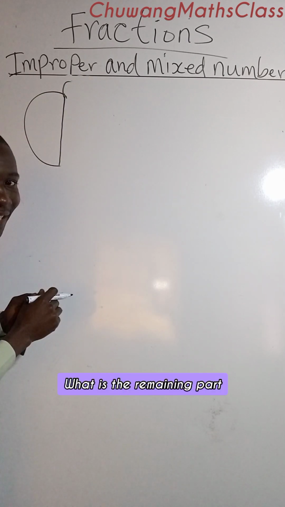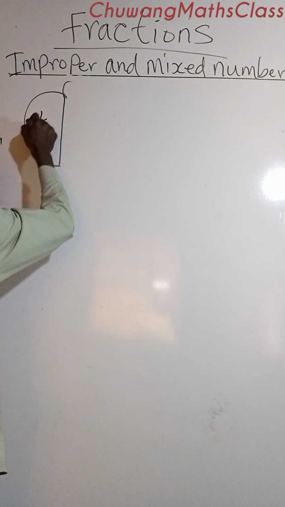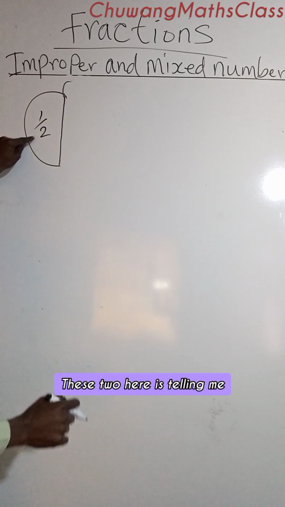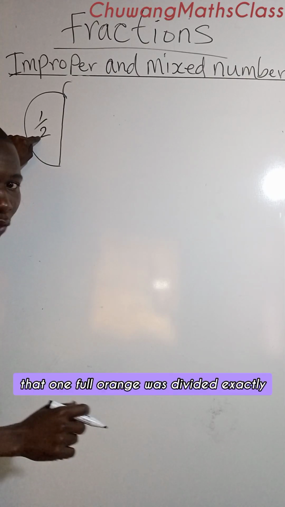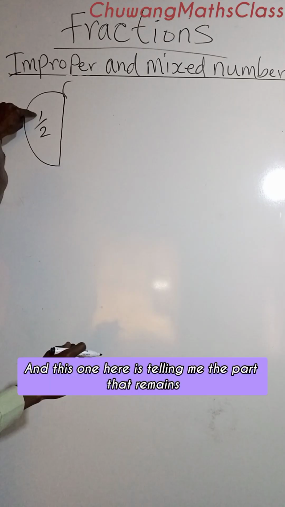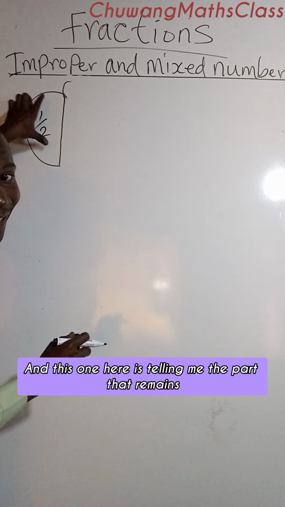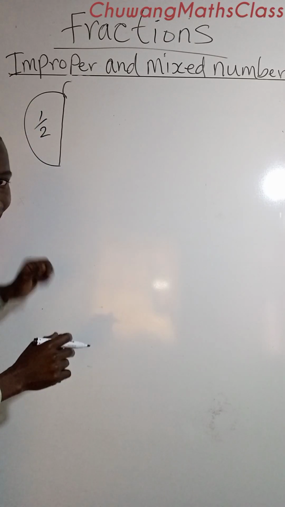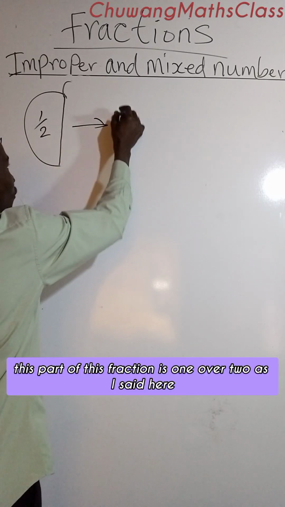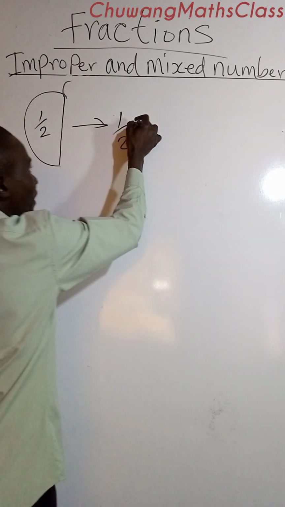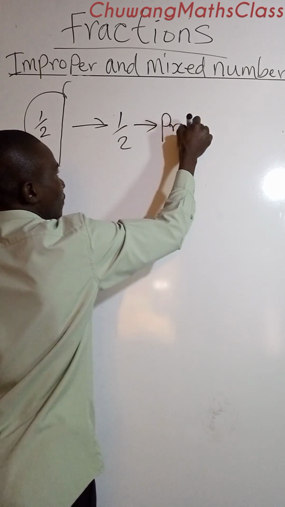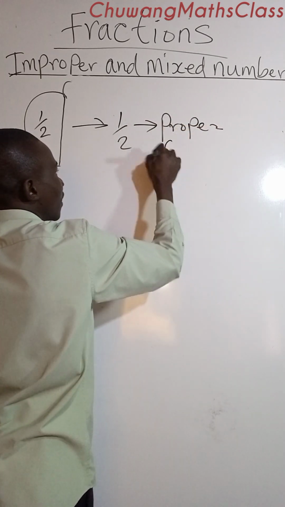What is the remaining part? The remaining part is half, right? Half of the full orange. This 2 here is telling me that one full orange was divided exactly into 2 equal parts. And this 1 here is telling me the part that remains, the part that I have. So this fraction is 1/2, as I said here. This type of fraction is a proper fraction.